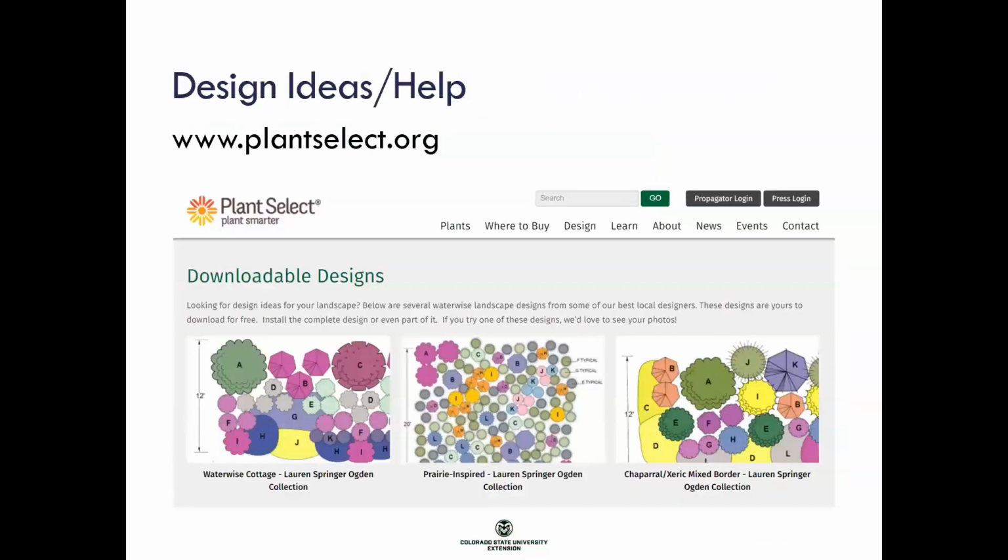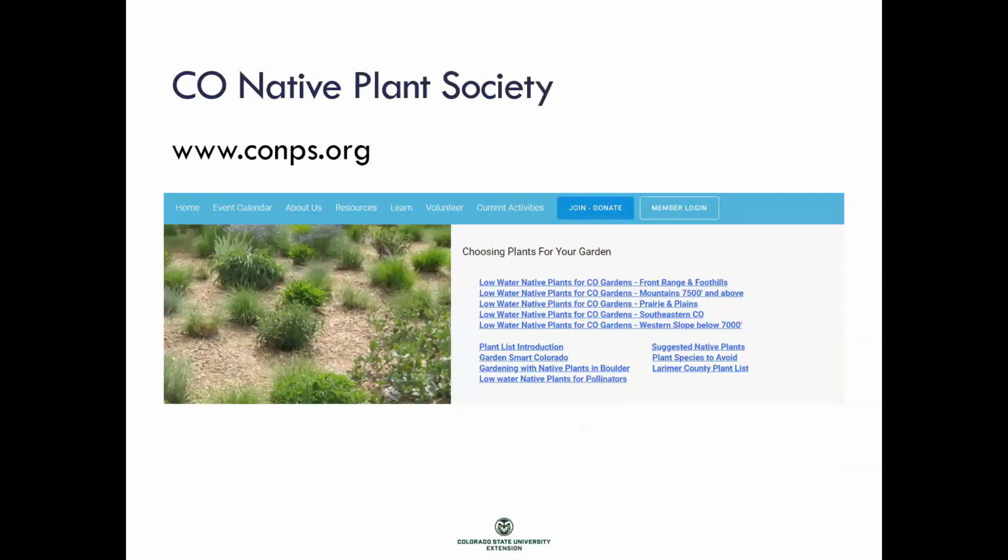Now, for some more design ideas and help, Plant Select has some already created designs by Laura Springer Ogden that you can go on. And again, it could just be sort of inspiration. You can see how far apart she spaces her plants, or what kind of plants she groups together. They're not going to be all native plants, but again, just a place to get some ideas and some inspiration. On the CONIP's website, there are the low water native plant guides for Colorado gardens, and those were divided into 5 areas of the state. So there's the Front Range and foothills, mountains, we have prairie and plains, the southeast, and then the western slope below 7,000 feet.